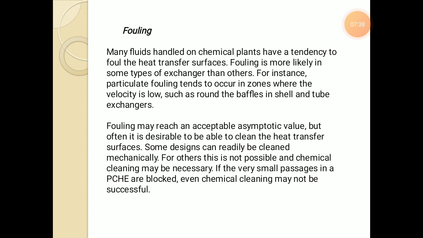If the very small passages in a PCHE, that is, a closely packed heat exchanger, are blocked, even chemical cleaning may not be successful. That's why, in order to minimize the fouling factor, we have to select a suitable velocity for both the fluids, the hot fluid as well as the cold fluid.